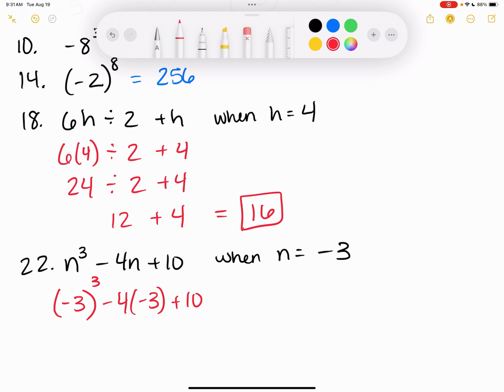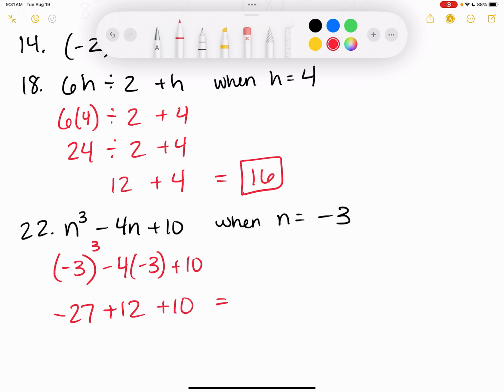So order of operations says I need to do what first in this problem? The exponent. Negative 3 cubed is negative 27. And then over here I can go ahead and do negative 4 times negative 3, which is 12, and then plus 10. And what does that give me in the final? Negative 5. Okay, thanks.